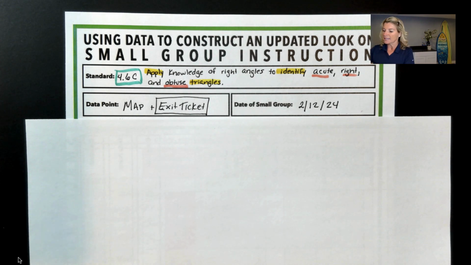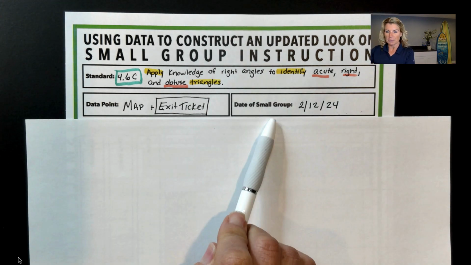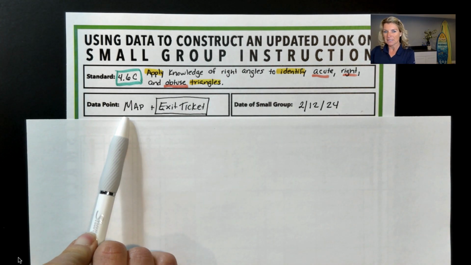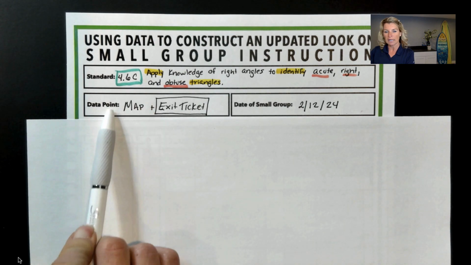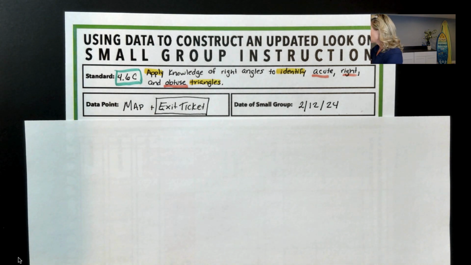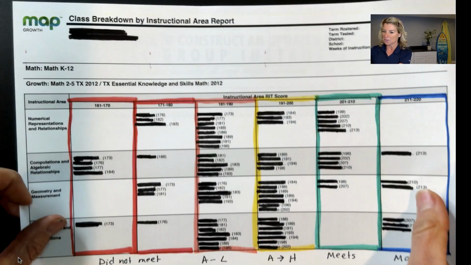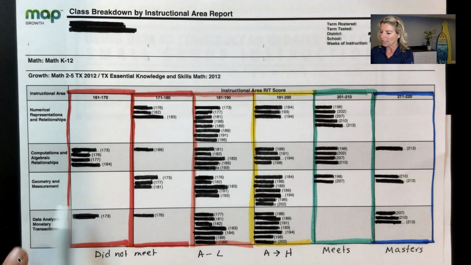I'm going to do an exit ticket to give me the information for the groups, but I'm also going to be using my MAP data. I'm going to look at my MAP data, and it's going to look like this, where I put my students into groups based on the different colors. Sorry, I've got a lot of papers over here. And I'm looking at geometry.